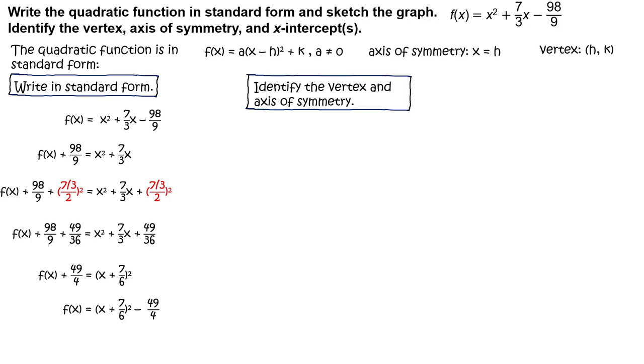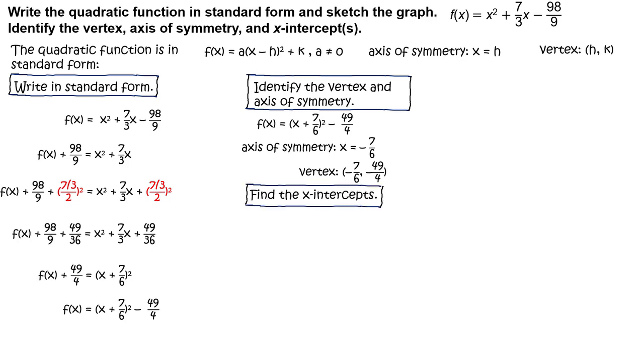Now you're ready to identify the vertex and axis of symmetry. First, write the quadratic function in standard form. F of x equals the quantity x plus 7/6 squared minus 49/4. The axis of symmetry is a vertical line with equation x equals negative 7/6. The vertex is a point with coordinates negative 7/6 and negative 49/4.